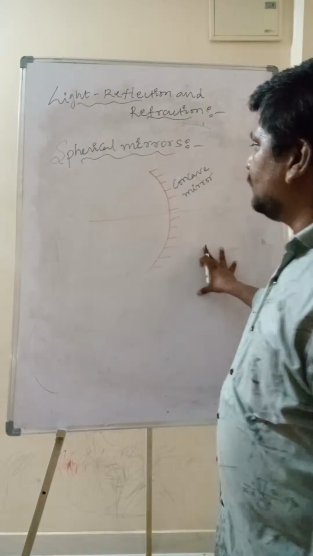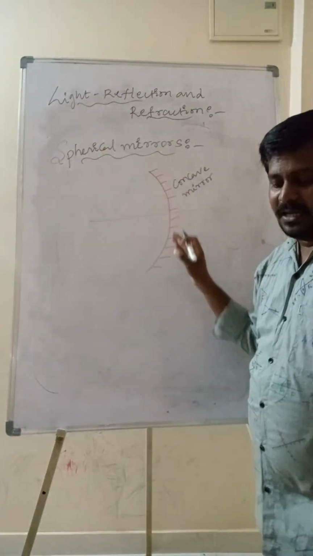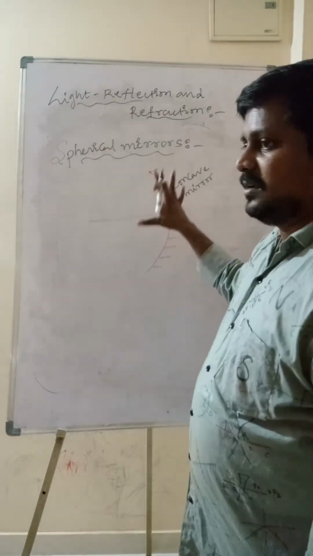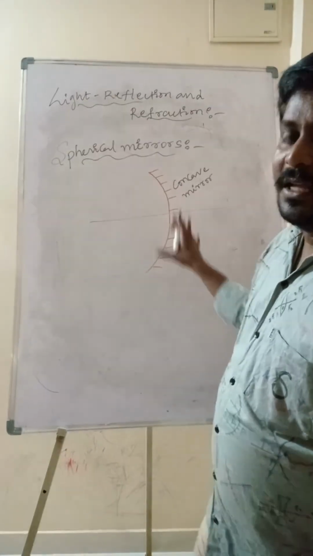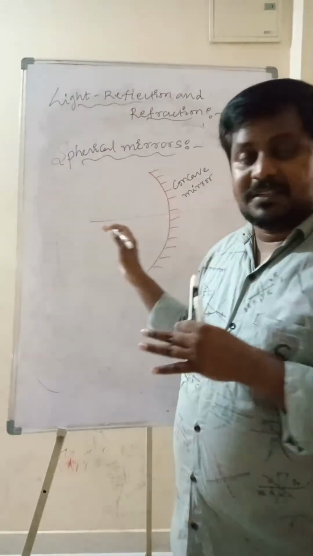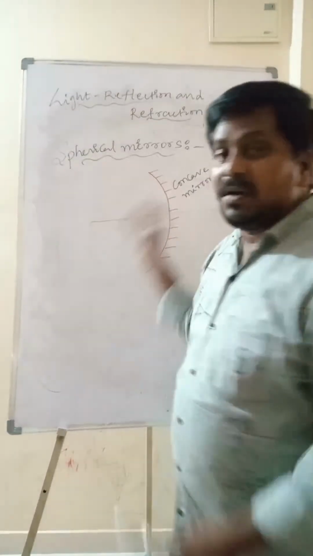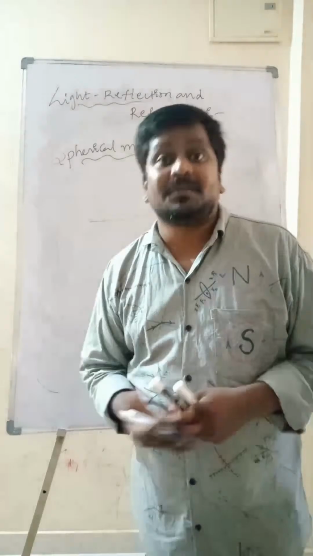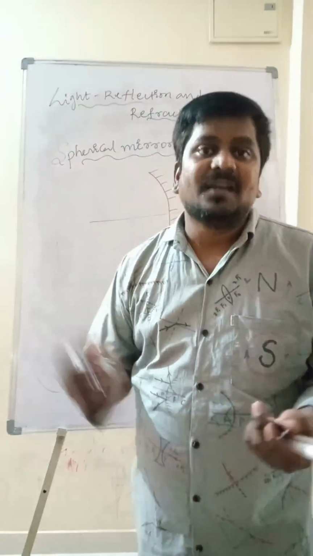So here you can observe, the coating will be outside and reflection takes place inward. This type of mirror is called a concave mirror. A concave mirror is also called a converging mirror.